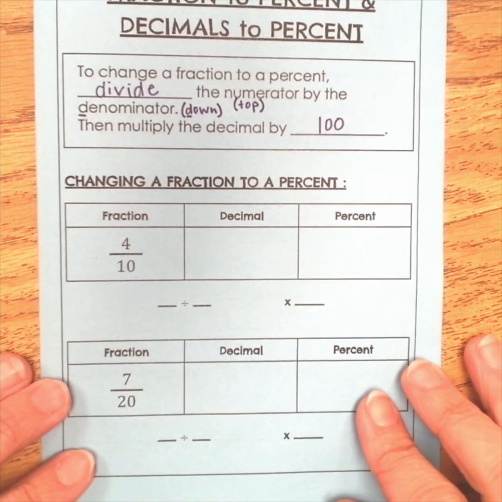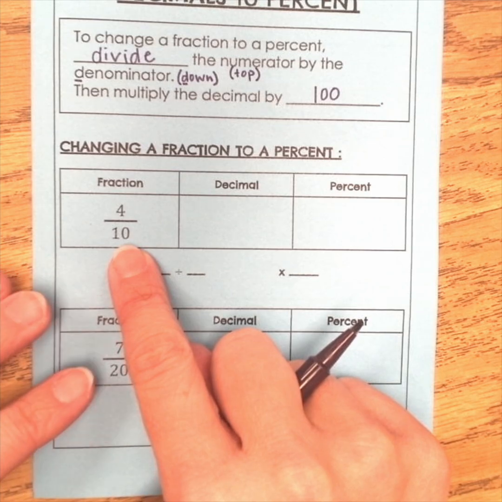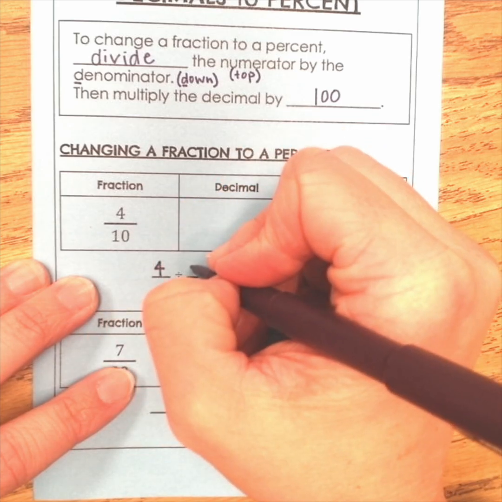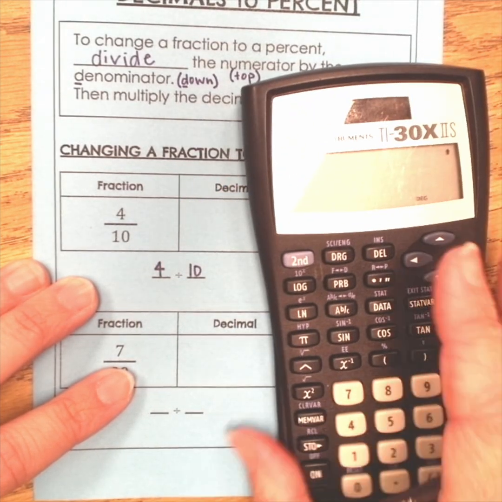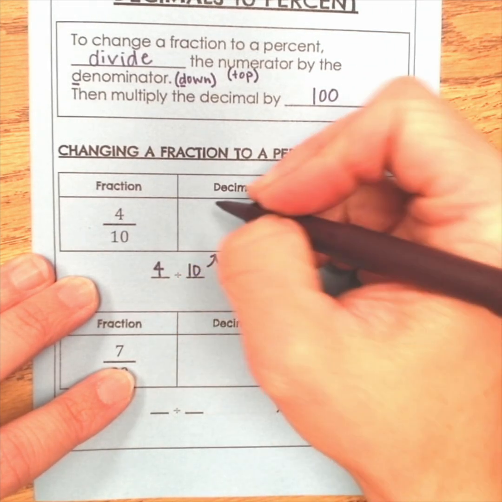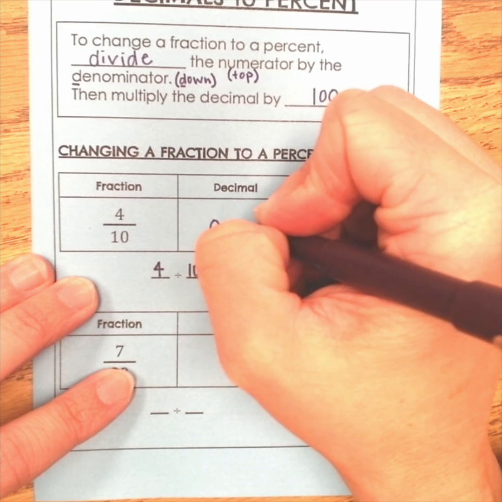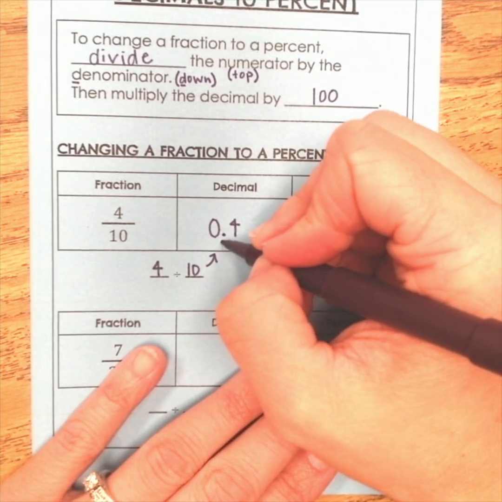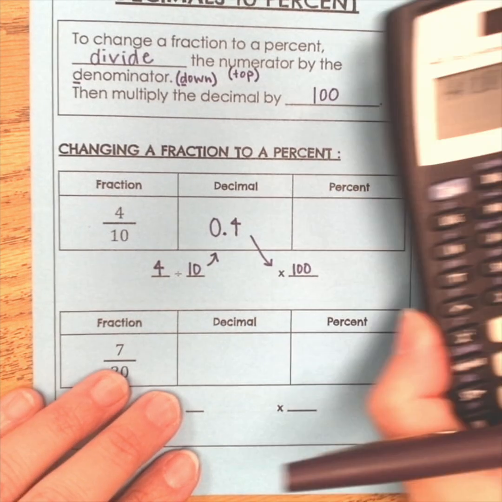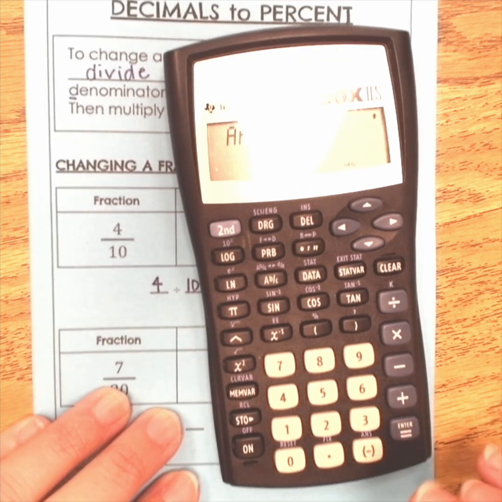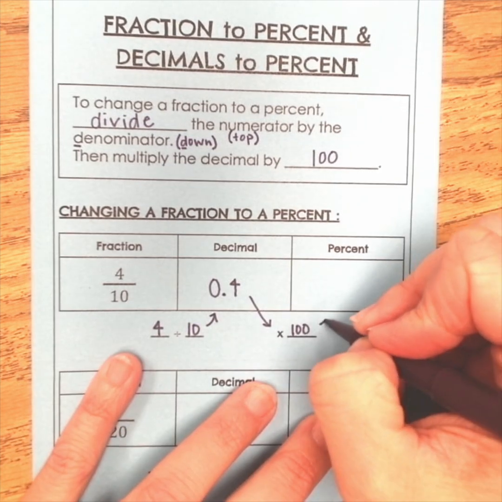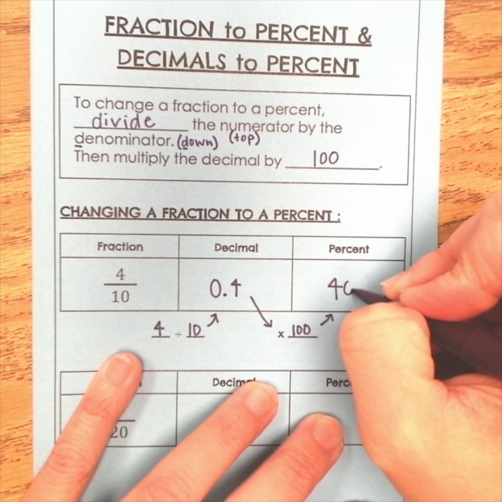Okay, so let's look at some examples here. So we have our fraction, four tenths. The first thing we're going to do is divide our numerator, which is 4, divided by our denominator, which is 10. Okay, and you can use your calculator if you'd like. 4 divided by 10 gives us 4 tenths. So that's our decimal, which is going to go in this box right here, 0 and 4 tenths. And then you're going to take this times 100. So 0 and 4 tenths times 100 gives us 40. So our percent is 40%.